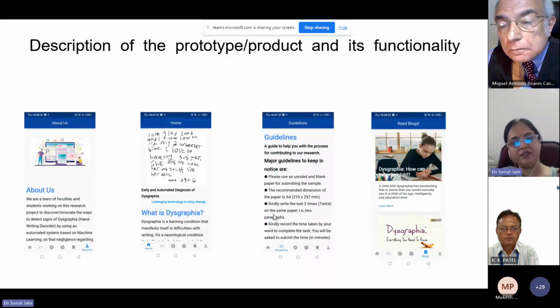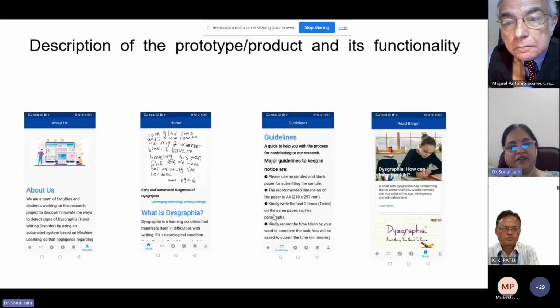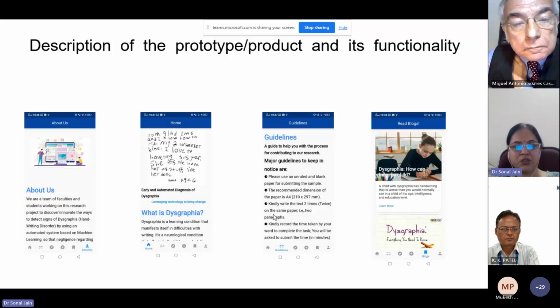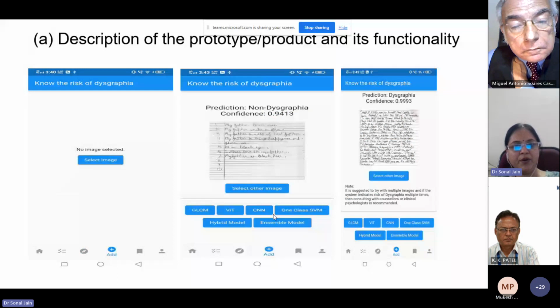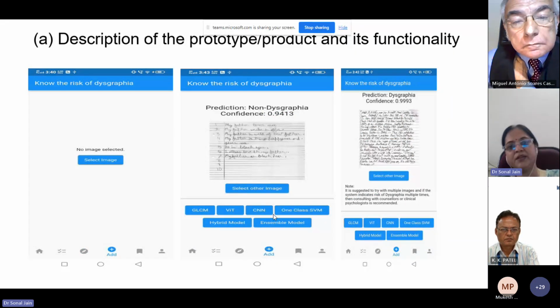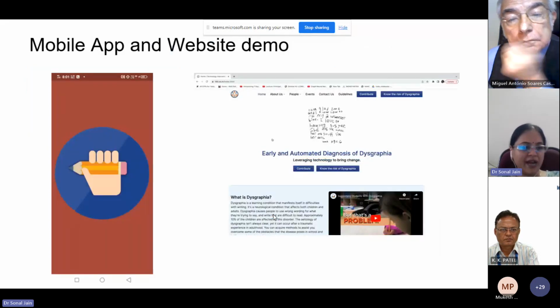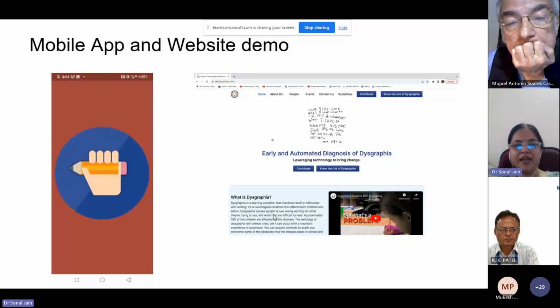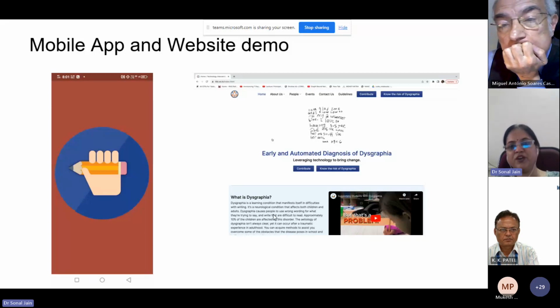If anyone is interested, they can connect with us later on. This is a mobile application, which we have not yet uploaded on the Play Store, but it is already ready. A person can upload an image and then get the risk of dysgraphia with a certain percentage of confidence. There is a demo of the mobile app and website, but looking at the time, I won't demonstrate it right now.